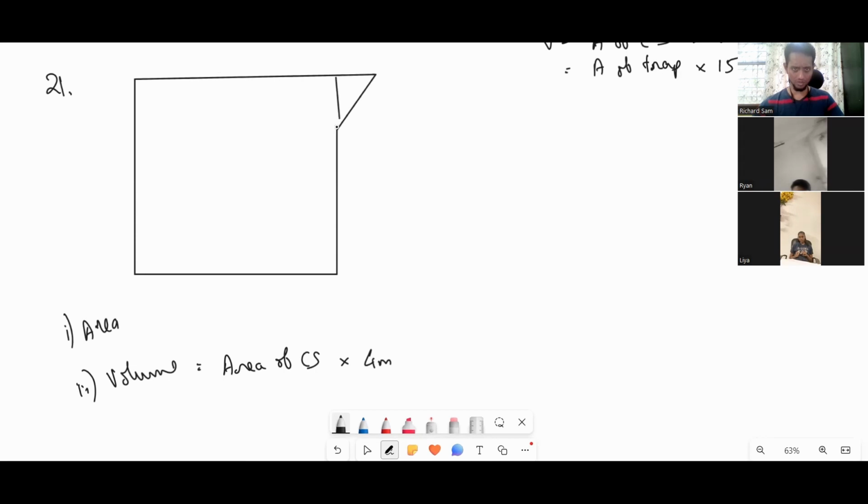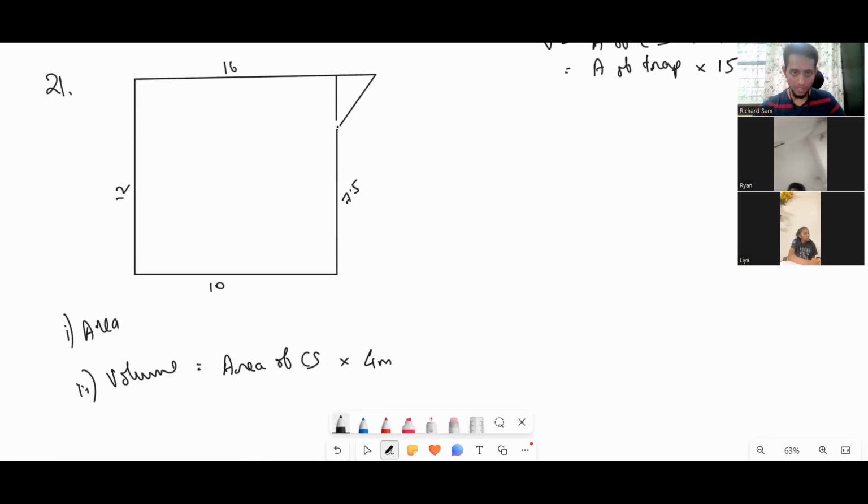Okay, so how to get the area of this cross section? If it was a square or rectangle, you can find length into breadth. But this is not a square or a rectangle. This is 12. This is 7.5. This side is 10. This side is 16. They didn't give any values for this.